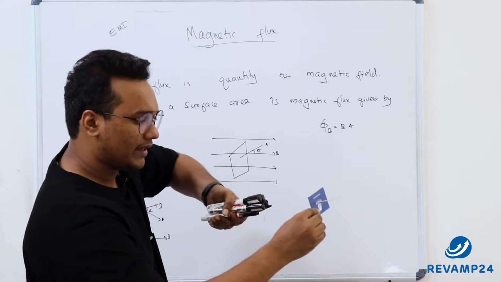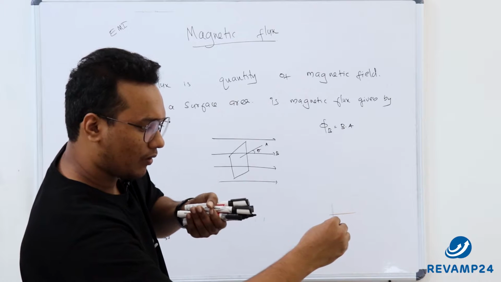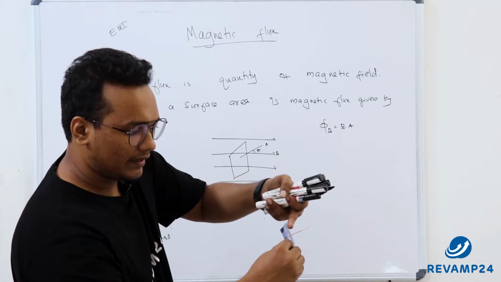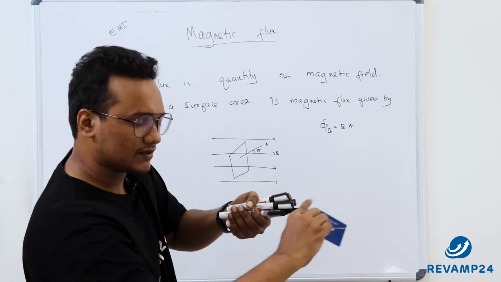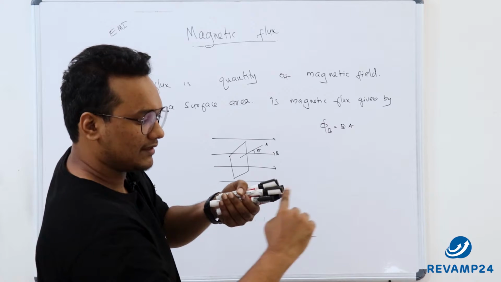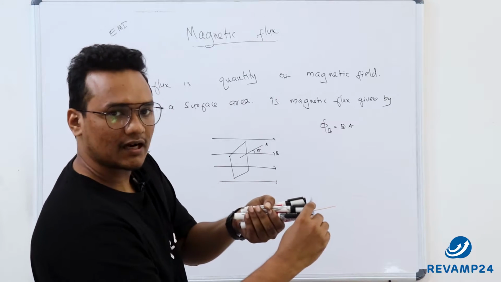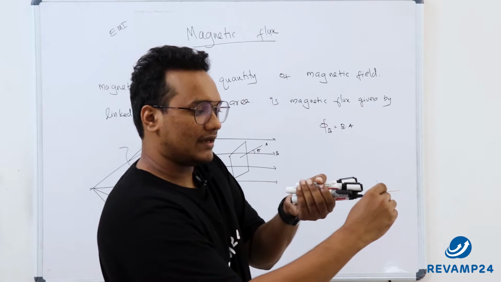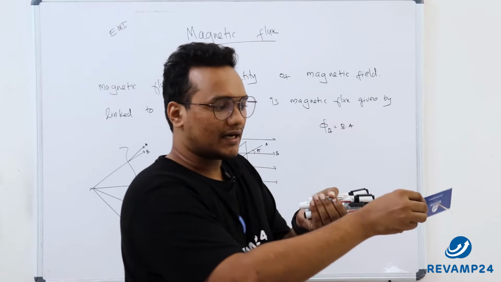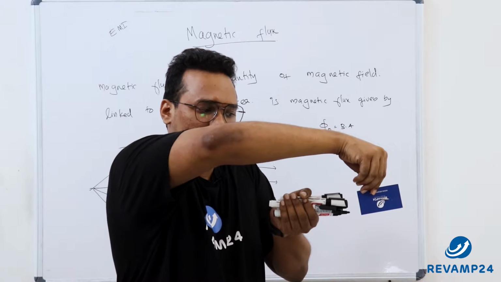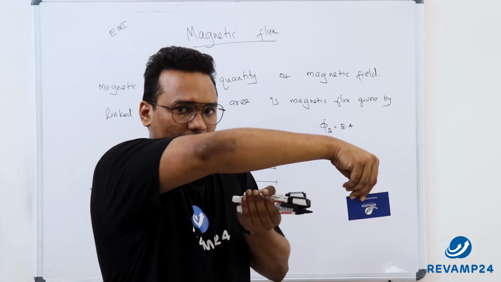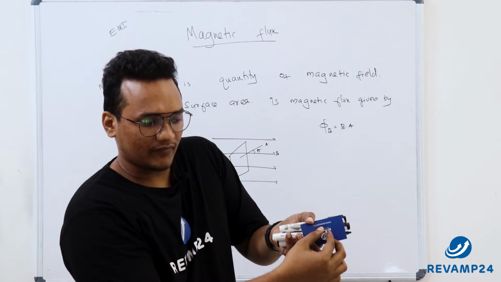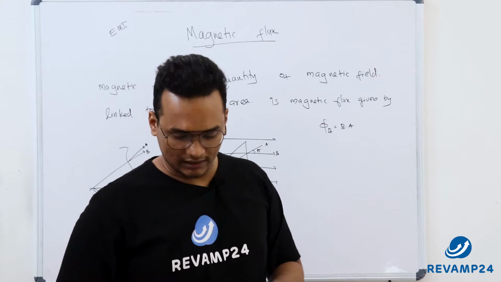Now, when I am keeping my area in this way, we know that all the field lines will be linked with this area. Area makes an angle of 0 with the magnetic field line. See, the magnetic field line is going in this direction, area is also in this direction, angle is 0. So, all the magnetic field lines are linked with this area. But if I keep my area in this way, will there be a magnetic field linkage? No. In this case, the direction of area is perpendicular to the field line.